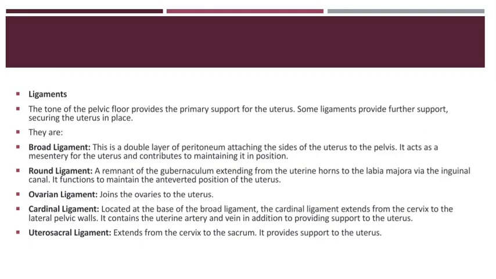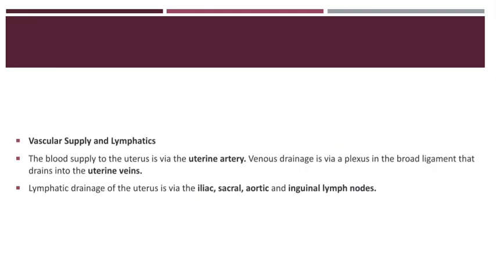The ovarian ligament joins the ovaries to the uterus. The cardinal ligaments are located at the base of the broad ligament. The cardinal ligament extends from the cervix to the lateral pelvic wall. It contains the uterine artery and vein in addition to providing support to the uterus. The uterosacral ligament extends from the cervix to the sacrum. It provides support to the uterus.